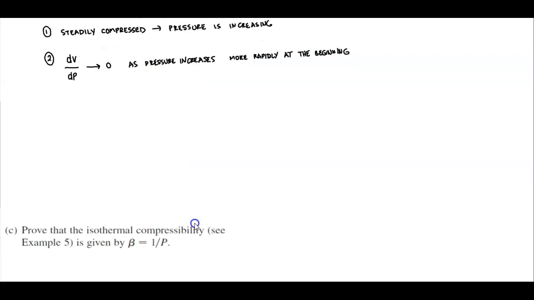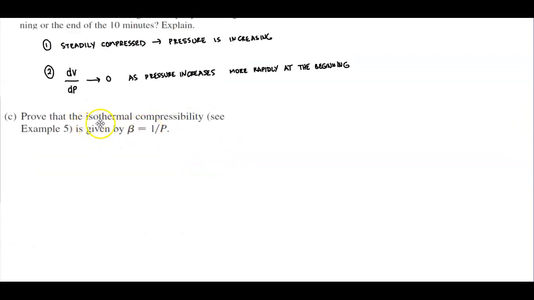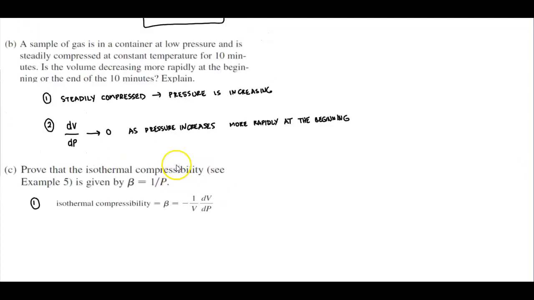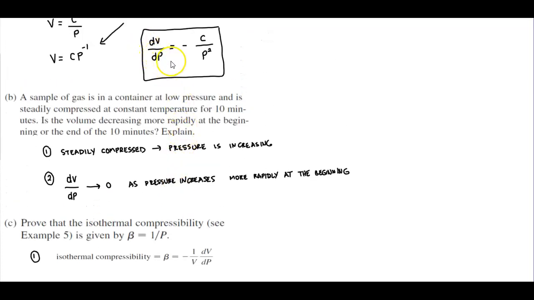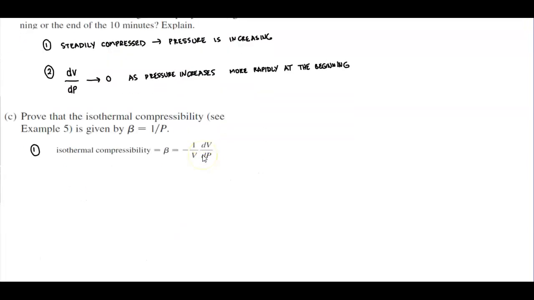so the next part, in part C, it says prove that the isothermal compressibility, see in example 5, is given by beta, which is equal to 1 over P. Okay, so from example 5, we know that the isothermal compressibility beta is equal to -1 over V times dV over dP. Okay, so what do we know about dV over dP?